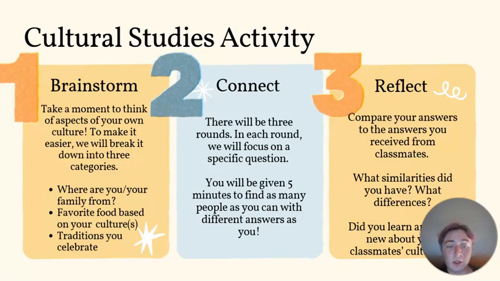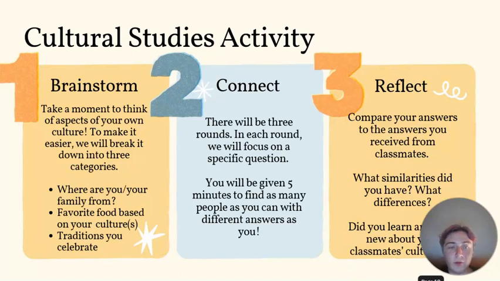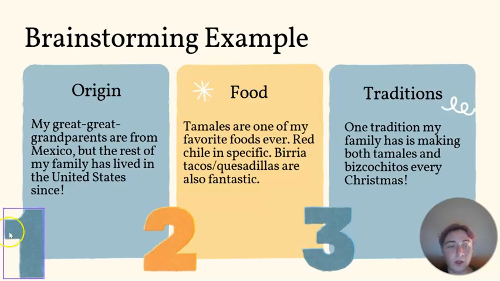So the first section is going to be, where are you or your family from? So where is your origin? The second section is going to be talking about favorite food based on your culture or even other cultures. It doesn't have to specifically be one. And then we're also going to be talking about traditions you might celebrate. So before I give you some time to brainstorm, I have an example of my own.